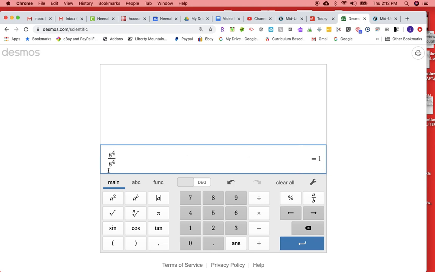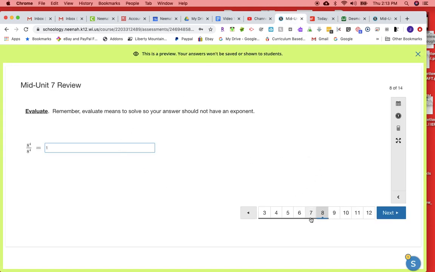Essentially, these are the same exact number, right? 8 to the 4th and 8 to the 4th. When you divide, like 1 divided by 1, or 2 divided by 2, 3 divided by 3, it doesn't matter. If you're dividing the same number, it's always going to be 1. So that was another way you can do this using the Desmos calculator. And actually, I highly recommend using the Desmos calculator for solving all of these problems when you're asked to evaluate. So our answer is going to be 1.